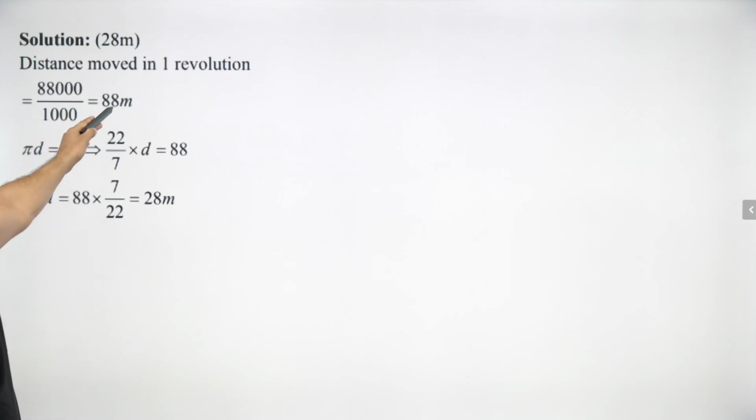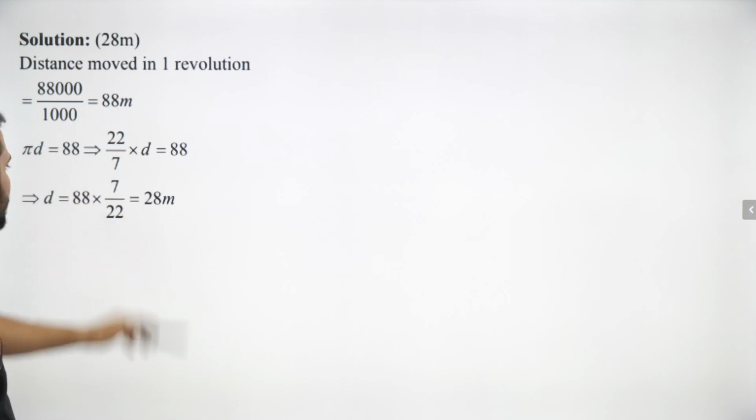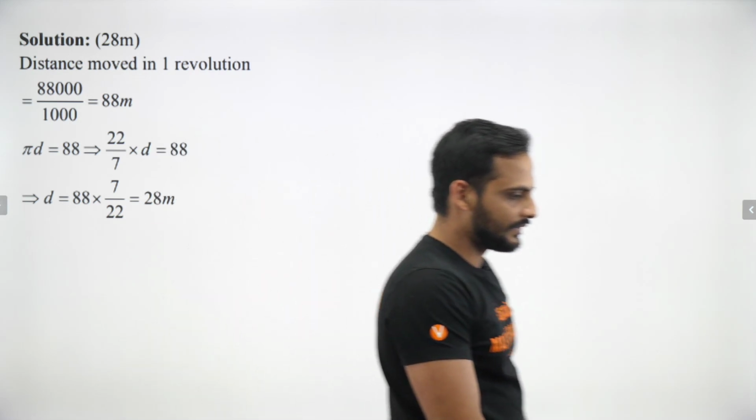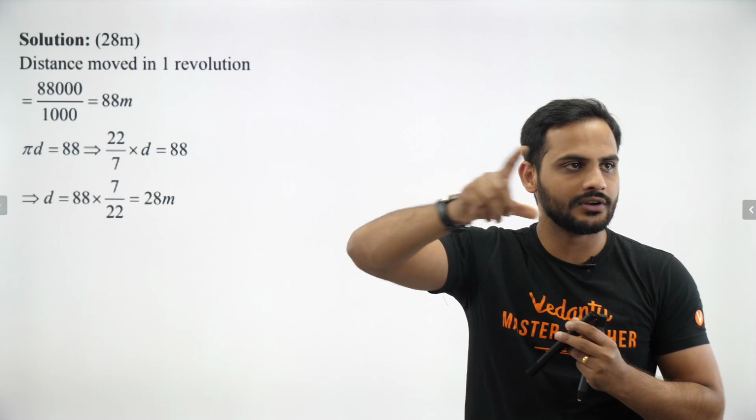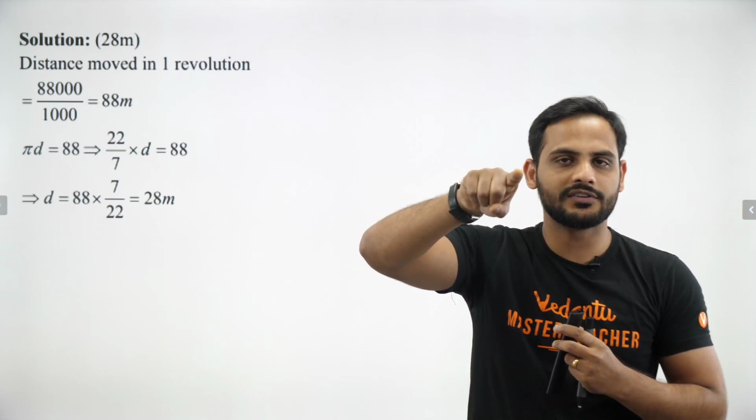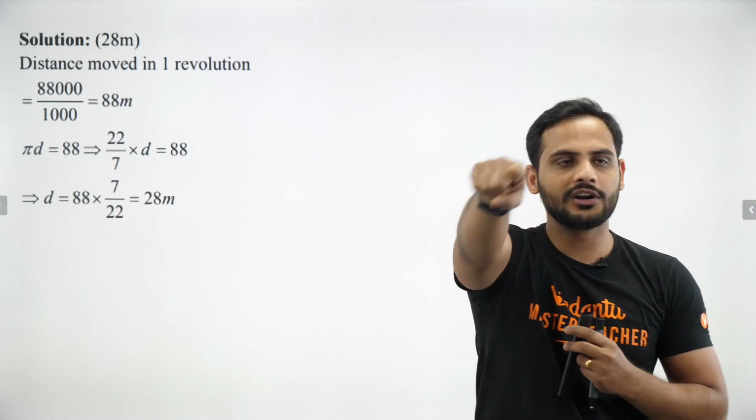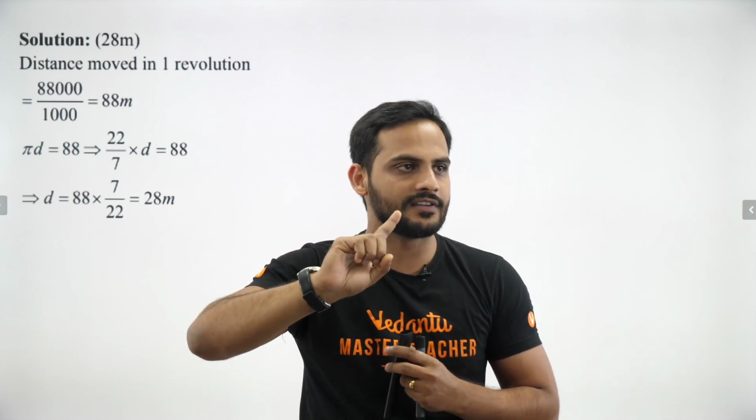So 88 kilometer they have converted, that sir, in one revolution it is getting 88 meter. So pi d is equal to this. So diameter is equal to 28 meter. It is very easy, keep in mind. Now see, in place of wheel, sometimes they give you the roller question also. Remember? In surface area and volume, roller question is also given. Yes, very good. In roller question, you will use the CSA, curved surface area.